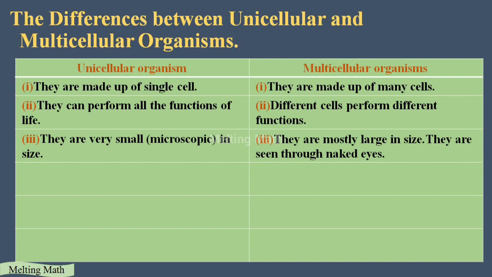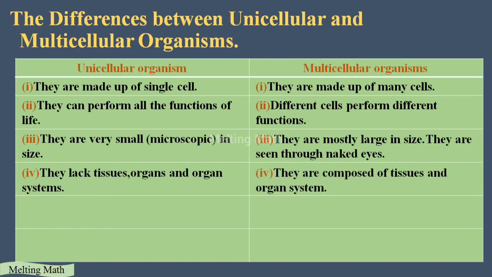Next, they lack tissues, organs, and organ systems. Yes, they lack all these things because they are so minute in size. So they lack tissues, organs, and other organ systems. But multicellular organisms are composed of tissues and organ systems. First, be clear about tissue. A tissue is nothing but a group of cells forming something together. So a large organism like our human body is full of tissues and organ systems.